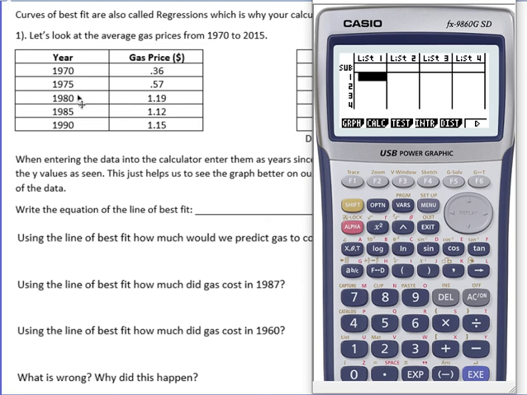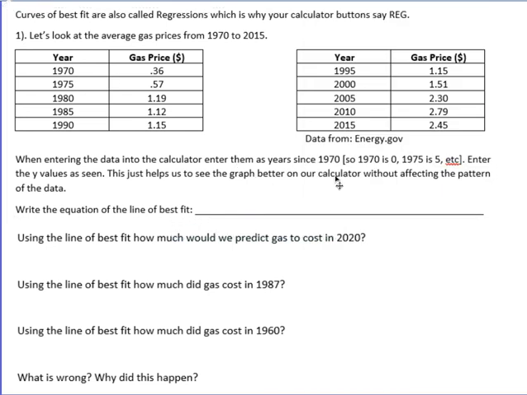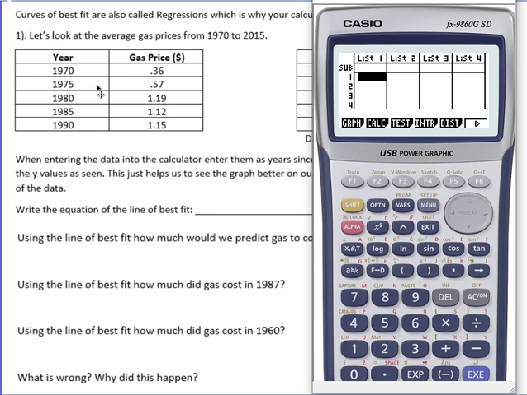Now, when we enter the data, a lot of times with years, they'll tell you to enter it as years since whatever. So in this problem, it says years since 1970. So that means the year 1970, I'm not going to type in that number, I'm going to type in 0. 1975 is 5 years after 1970. 1980 is 10 years after 1970. The reason we do that is it makes the x values smaller, so it just makes it easier for us to look at that graph, and it doesn't change the data.